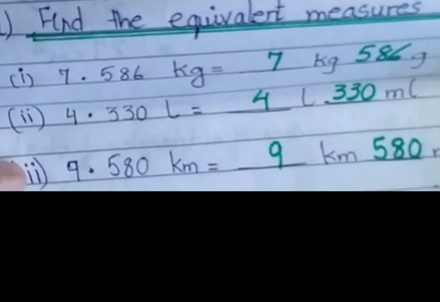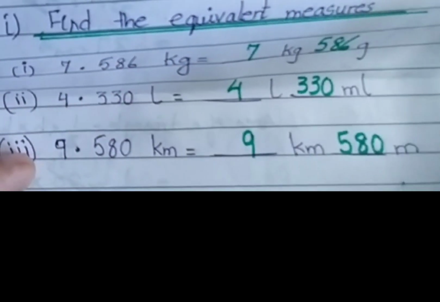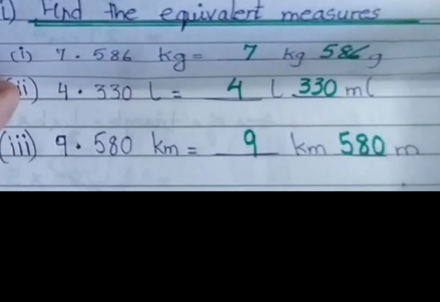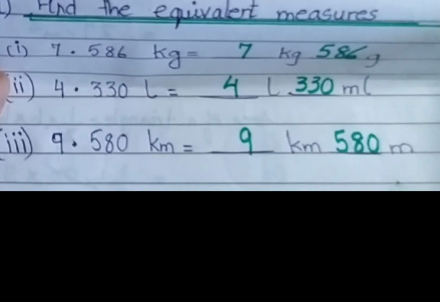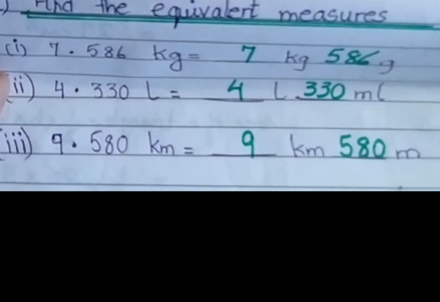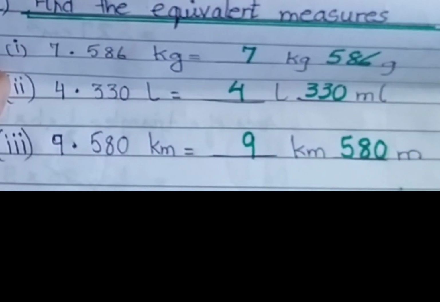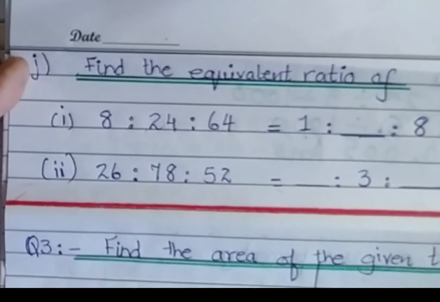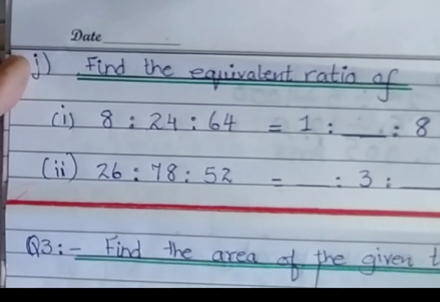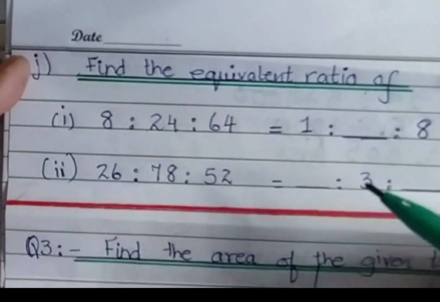Then we have the last question, which has kilometers and meters. 9.580 kilometers. So 9 kilometers and 580 meters. 1 kilometer is equal to how many meters? 1000 meters.